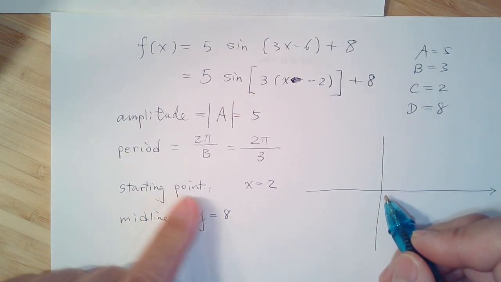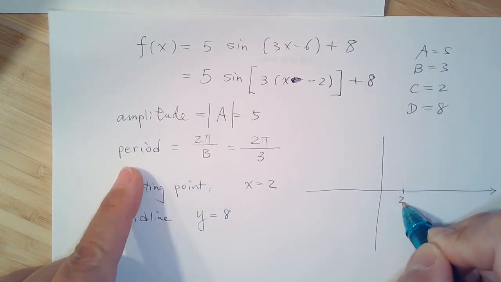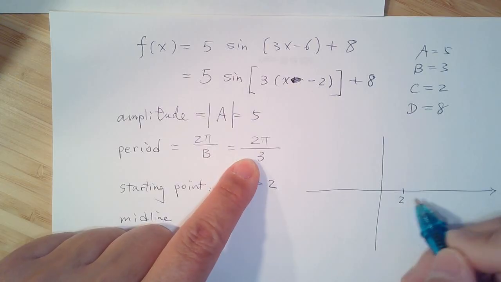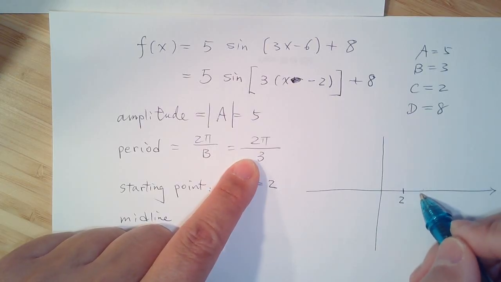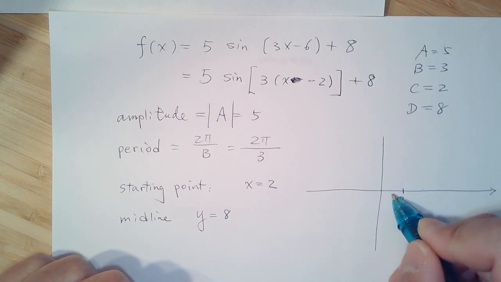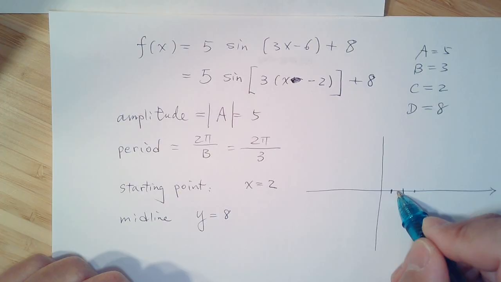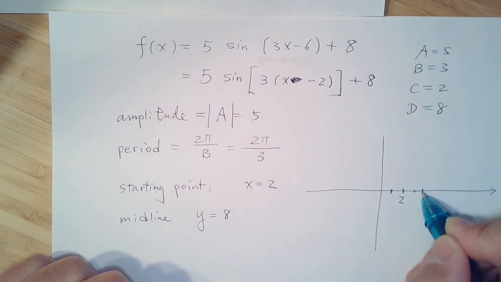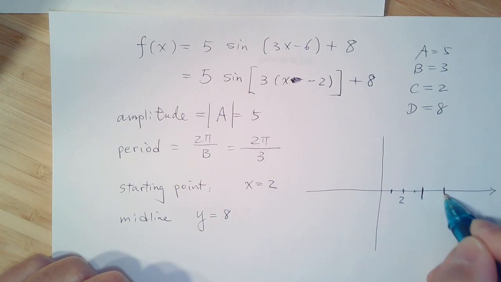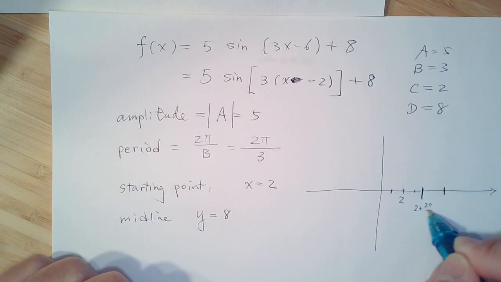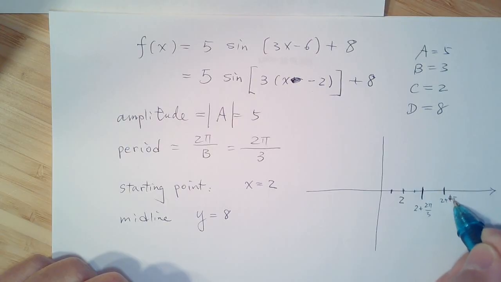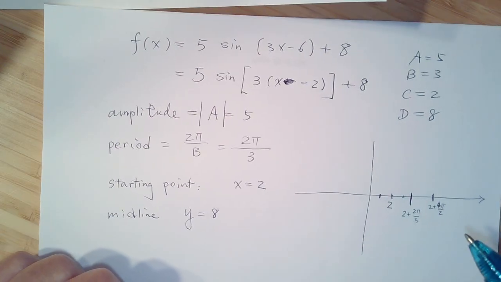Now, at least I know a lot of things. I know my starting point is when x equals 2, and my period is 2 pi over 3. So here's a 2, and then here is a 1, 2, here's a 3, and here's about a pi, right? So 2 pi over 3 is about 2/3 of that. It's about this much. So from 2, I go here, and I go here. This is 2 plus 2 pi over 3, and here's 2 plus 4 pi over 3. That's 2 periods.